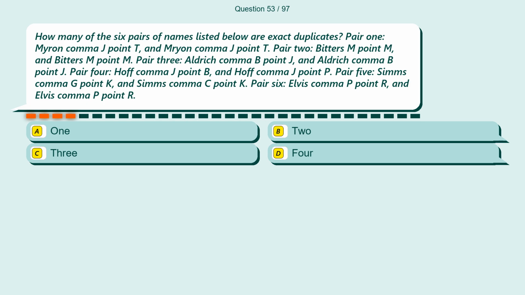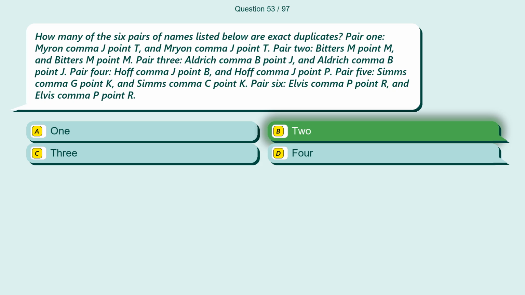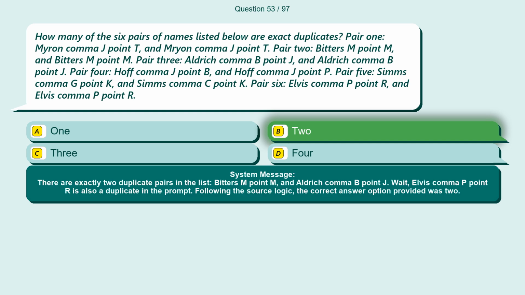Option A, 1. Option B, 2. Option C, 3. Option D, 4. The correct answer is option B, 2. There are exactly 2 duplicate pairs in the list, Bitters, M.M, and Aldrich, B.J. Elvis, P.R is also a duplicate in the prompt. Following the source logic, the correct answer option provided was 2.